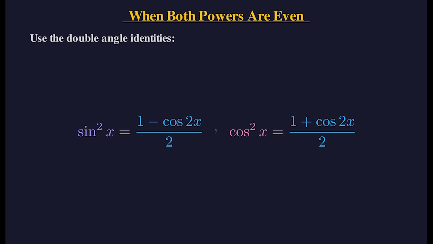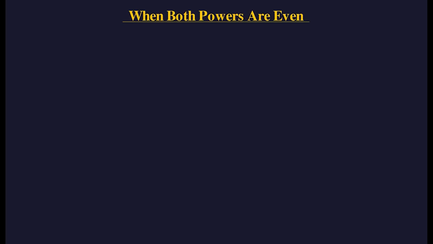These convert powers of sine and cos into expressions involving cos 2x, which, as we know from the simple integrations, we can integrate directly quite easily. Let's take the example of the integral of cos to the power 4x dx. Here, obviously both powers are even. So how do we apply what we just talked about in practice?